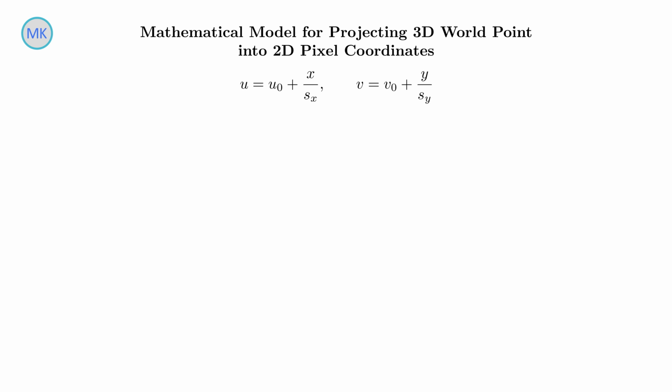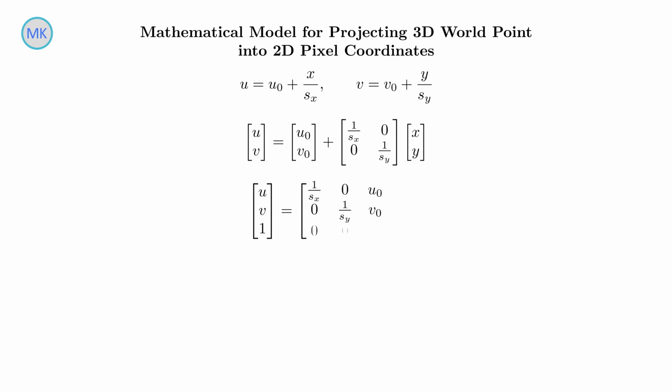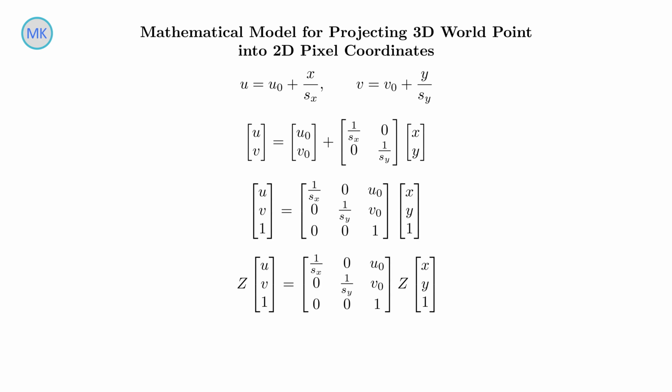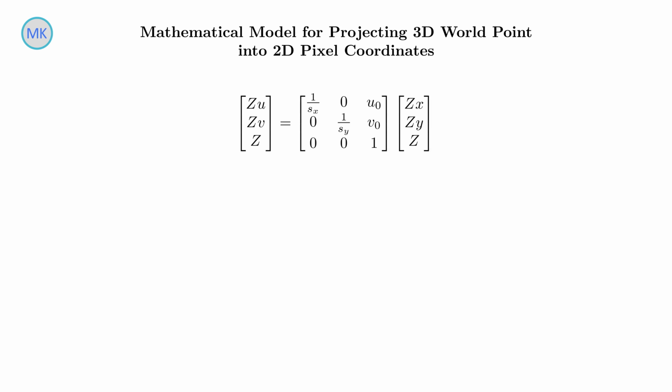First, we use the previously derived equations that relate the pixel coordinates u and v to the image plane coordinates x and y. We then express these equations in matrix form. Next, we convert them into homogeneous coordinates by adding a 1 as the third component of each vector, allowing us to incorporate translation. Finally, we multiply both sides of the equation by Z. We scale the pixel coordinates by the depth Z to represent them in homogeneous form.